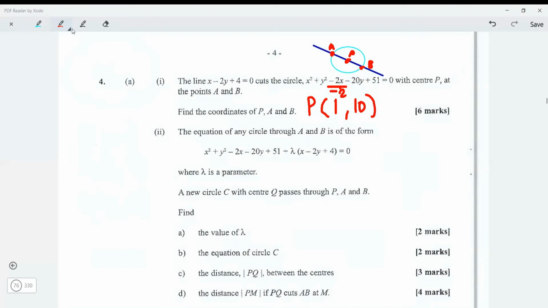The next part now says, Marika, you have one other circle. Let's make sure we read the question well. It says the equation of any circle through A and B is of the form like this, where lambda is a parameter. It says a new circle C with center Q. So tell me, Marika, you have one new circle with center Q and it passes through P, A, and B. So Marika, if the circle passes through Q, P, A, and B, we're good.